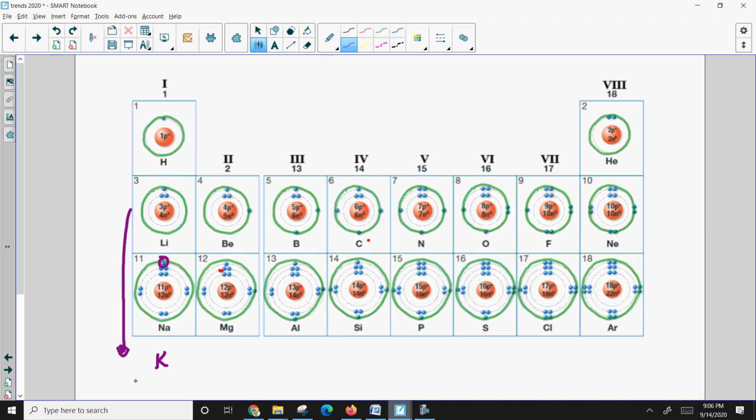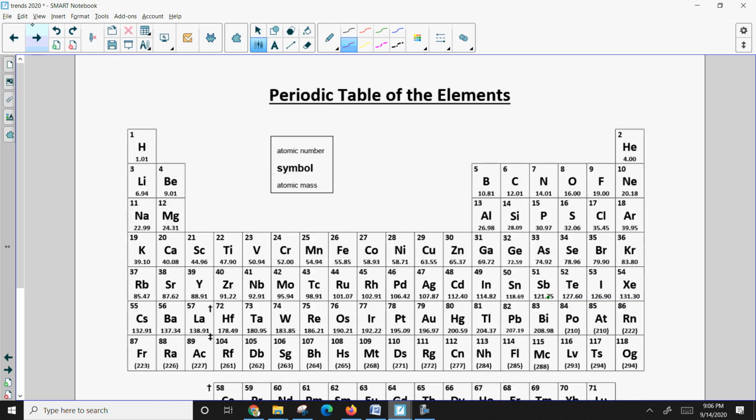That's why they're so much more reactive. Well, what if I compared sodium to magnesium? Sodium wants to lose one electron, while magnesium wants to lose two electrons. So it's a little bit harder for magnesium to lose those two electrons, and harder for it to react. So as we go across this way, we find that we get more and more reactive. The most reactive metal would be the one way down at the bottom of the periodic table, and that would be francium. That's the most reactive metal.